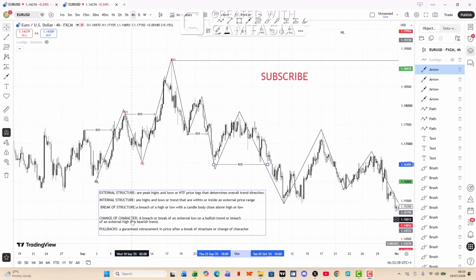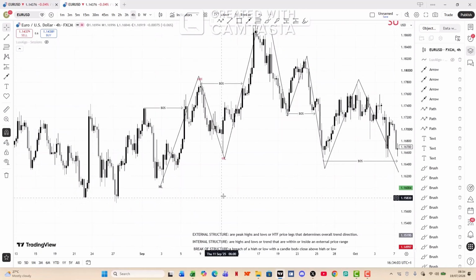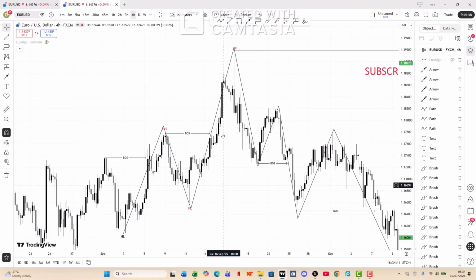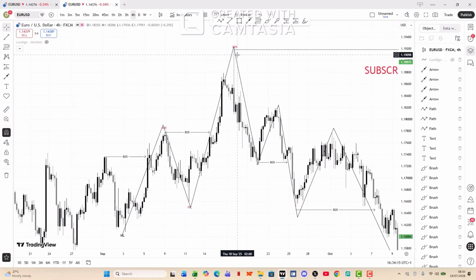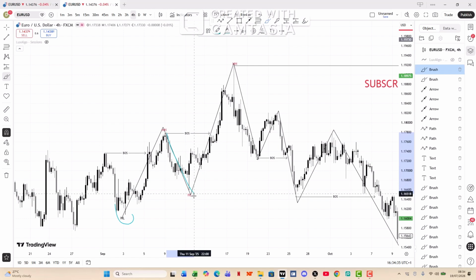So we go to change of character. A change of character is a breach or break of an external low in a bullish trend, or a breach of an external high in a bearish trend. But if you remember previously in the external trend, this is our higher low, our higher high, our higher low, and our higher high. And the rules say a breach of an external low in a bullish trend is change of character. All right. So clearly you can see here, this low wasn't breached after this pullback. So there is no change of character.